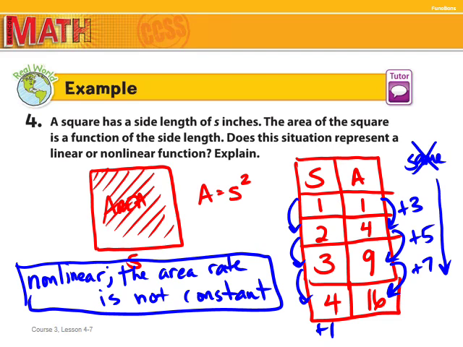So again, in this lesson, we're determining whether examples that were provided to us are linear. In other words, they have a constant rate. And you'll recall that if there's a constant rate, it's going to form a straight line. If it's nonlinear, where there is not a constant rate, it is going to form anything but a straight line.